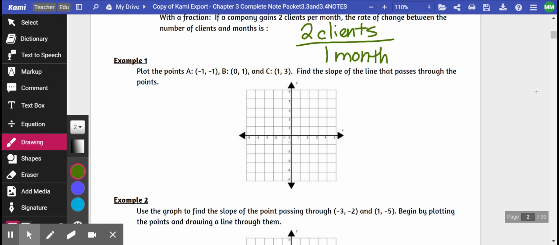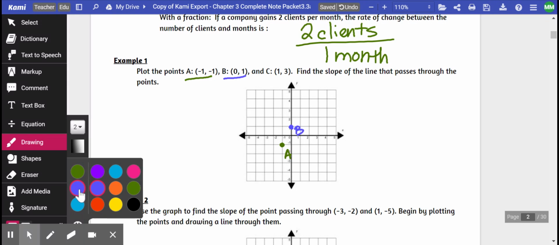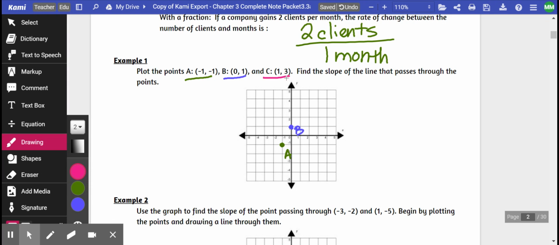Okay, so example 1 says plot the points A, B, and C and find the slope that passes through the points. So I'm first going to plot the point A at -1, -1. So that is A. B is at 0, 1. And C is at 1, 3. And it says to find the slope of the line that passes through the points.